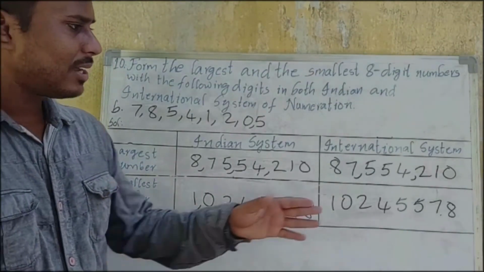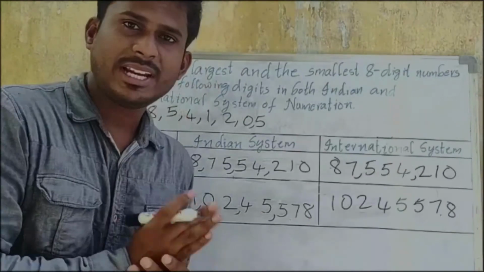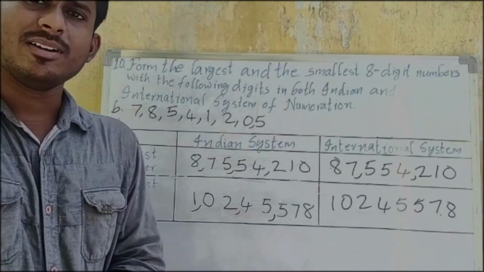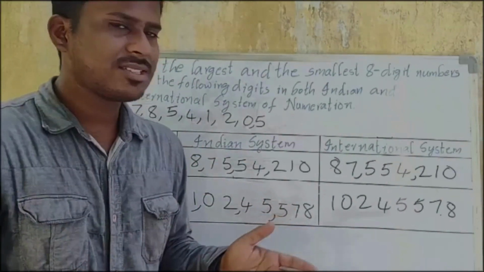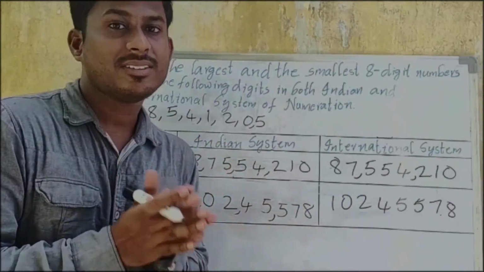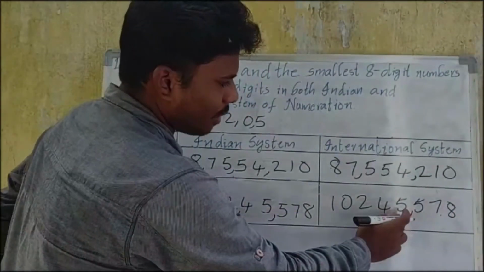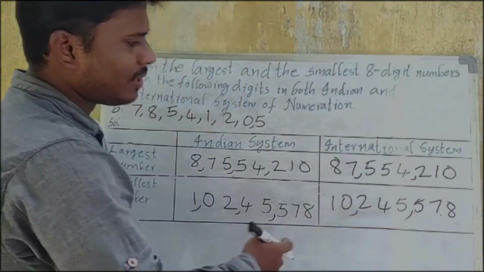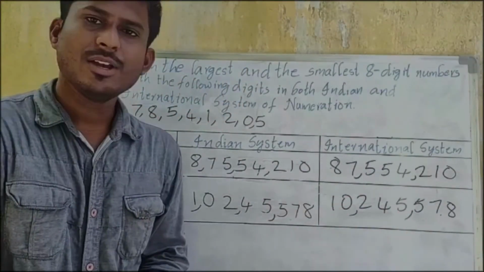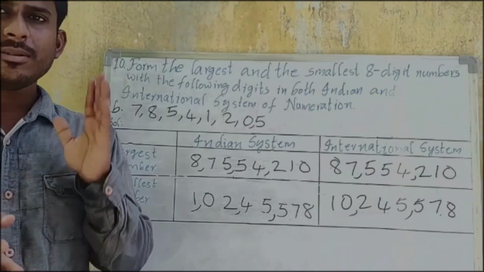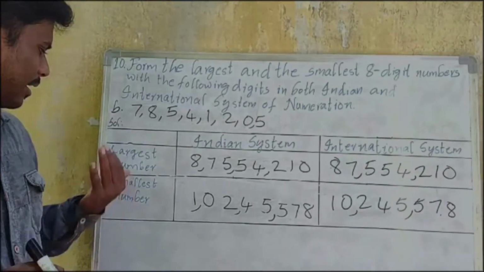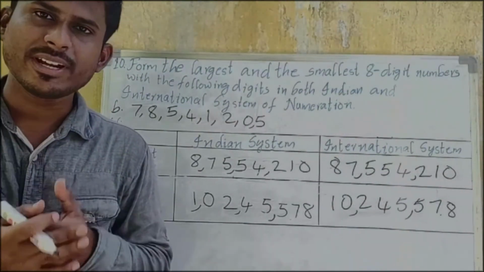Okay. Now last, the international system: after 3 digits insert a comma, because in the international system every period has 3 places: ones, tens, hundreds, then thousands, 10,000, 100,000s. After that millions, 10 millions. So this is how we form the smallest and largest numbers using the given digits.